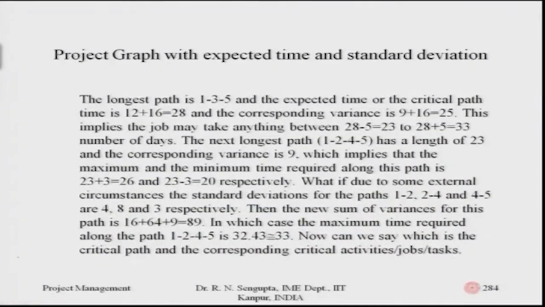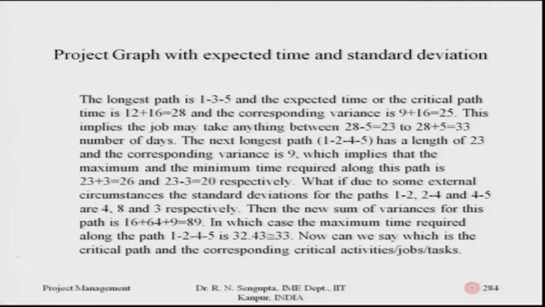So, the longest path, I will just remove this on the left-hand side, it is easier, is 1-3-5, and the expected time for the critical path is given by adding up the times, which is 12 plus 16, which is 28. And the corresponding variance for that path, 1-3-5, would be given by adding the variances. So, what are the variances? It is 9 and 16, add them up, it becomes 25.